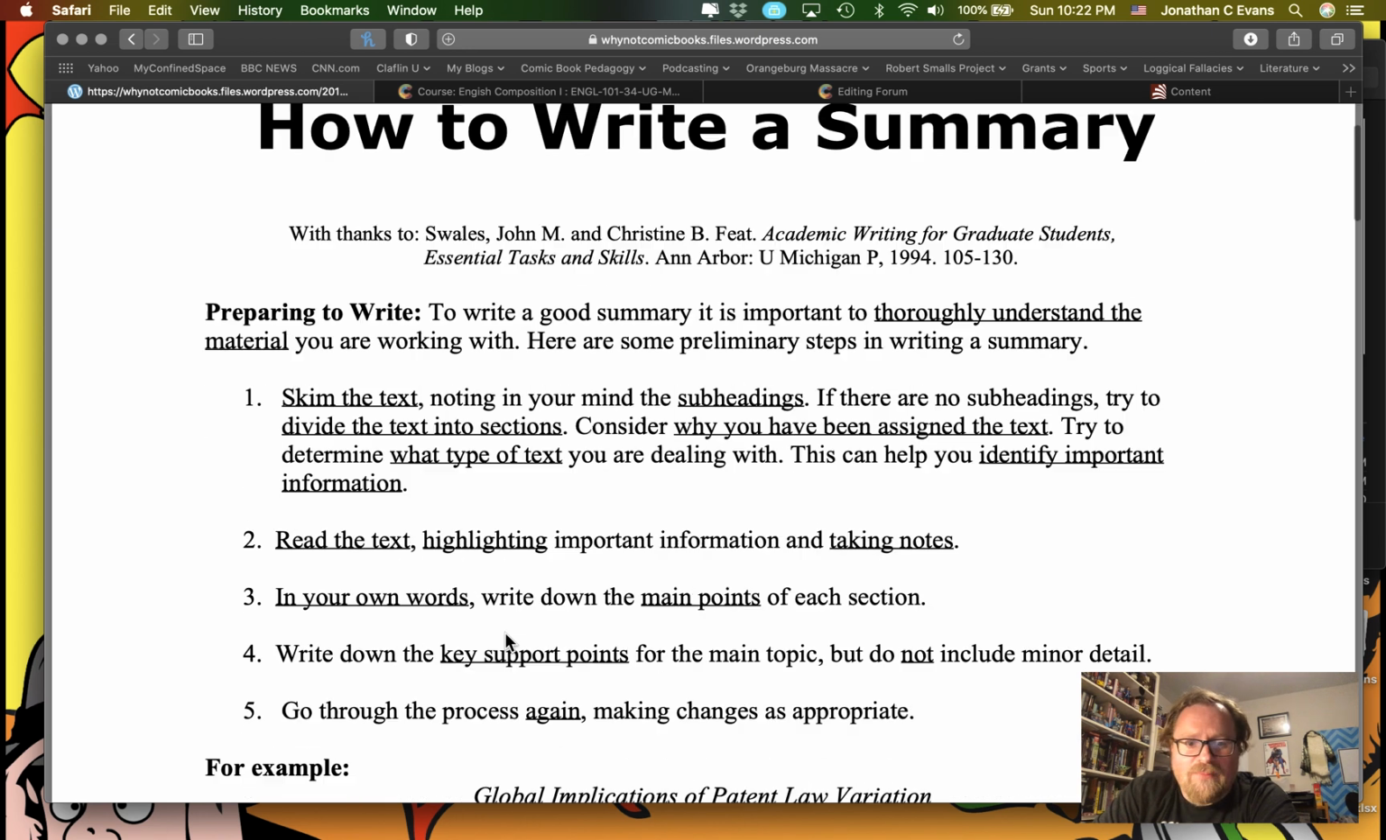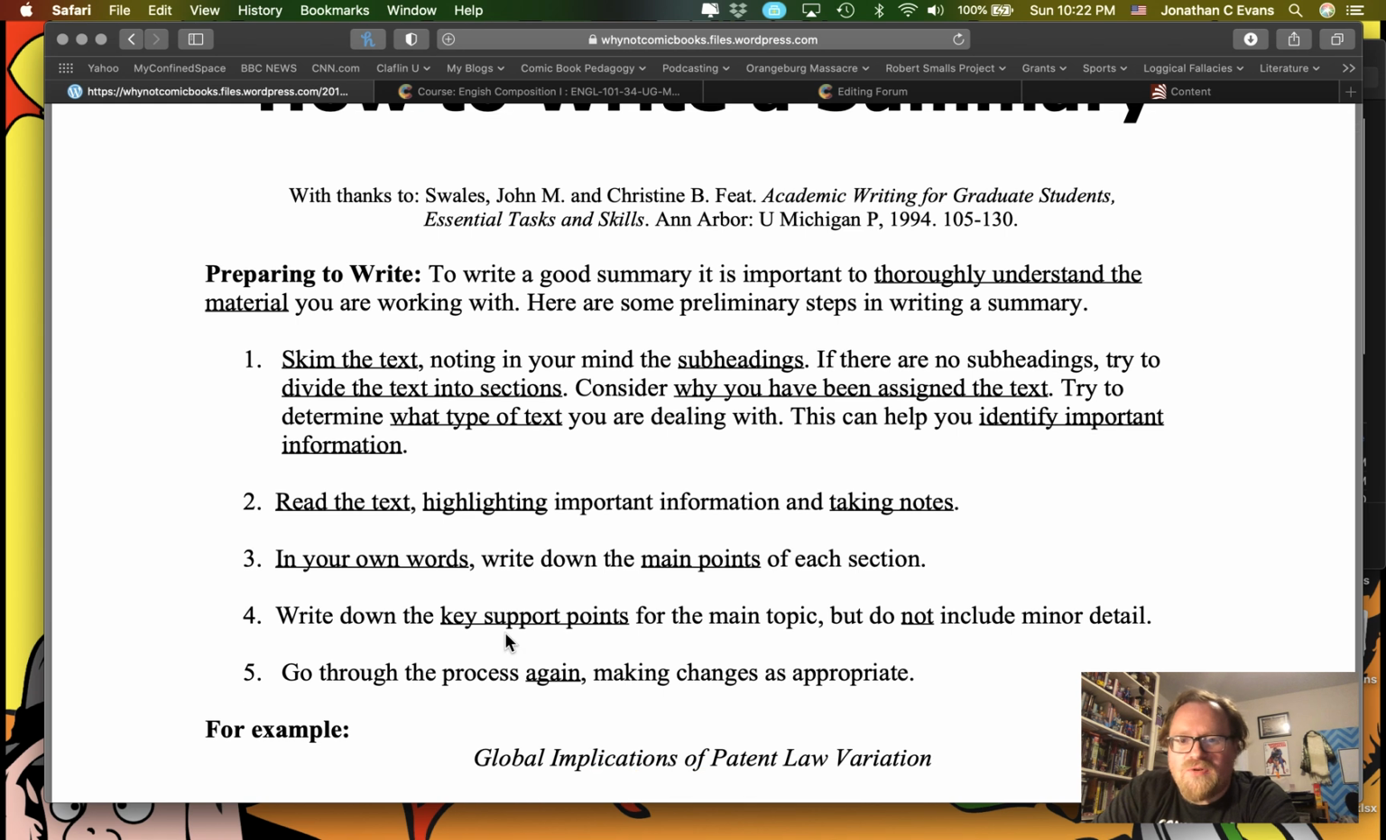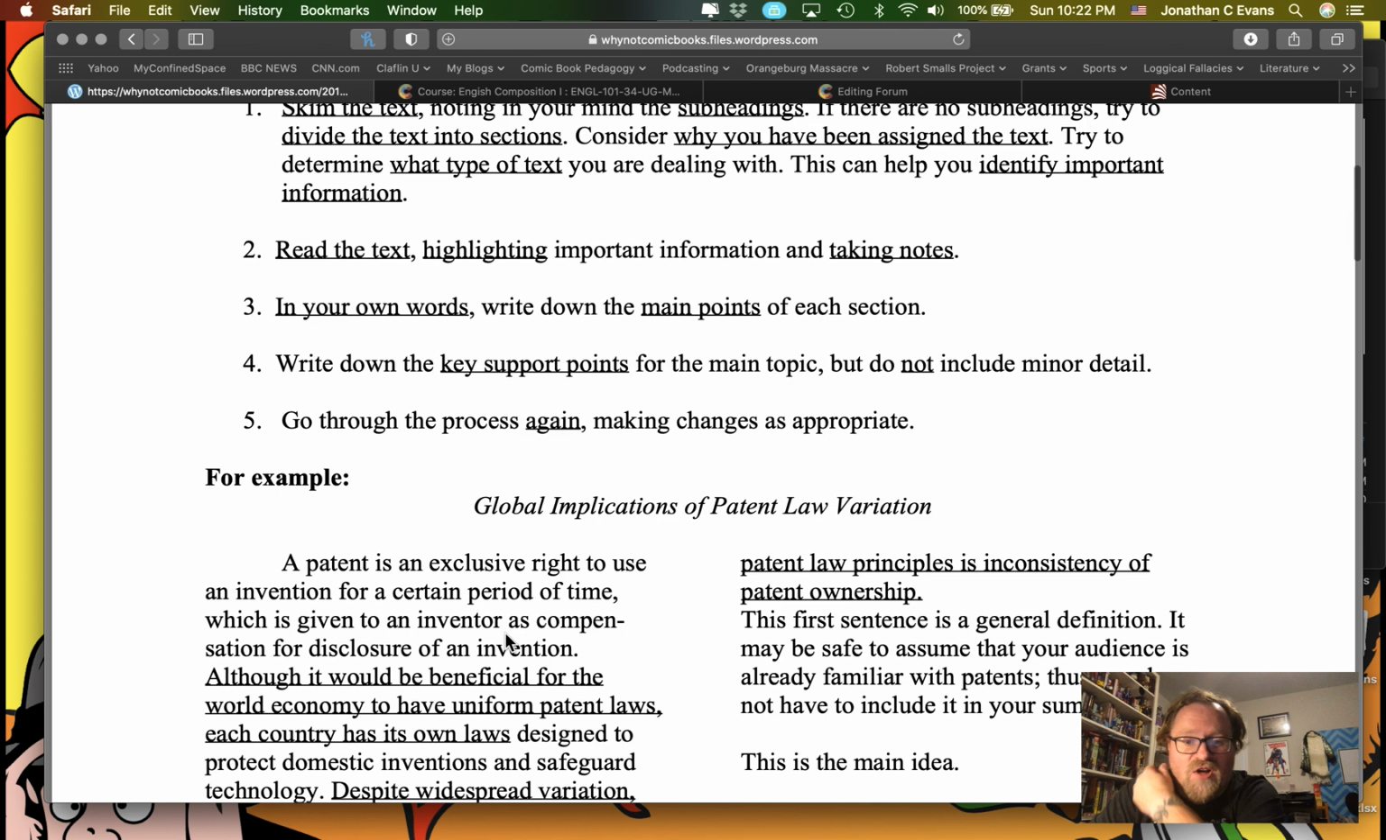It's talking specifically about how to write a summary. And so it talks about preparing it. It talks about reading over and skimming whatever text it is you're doing. It talks about reading the text, highlighting, making some notes, writing down some of the main points, any key supporting points and all that kind of stuff. And this follows with an example here.